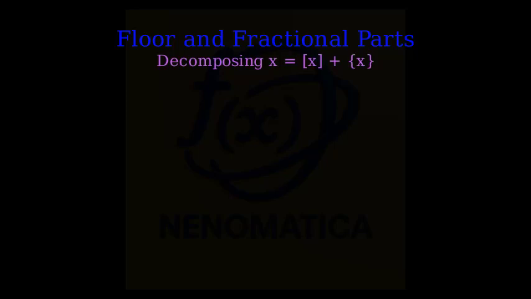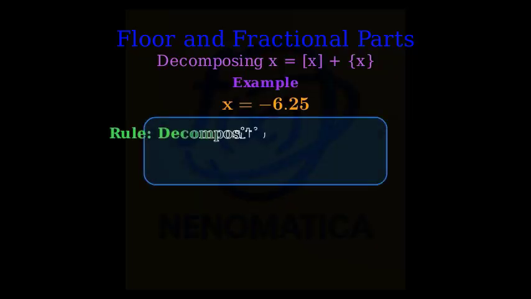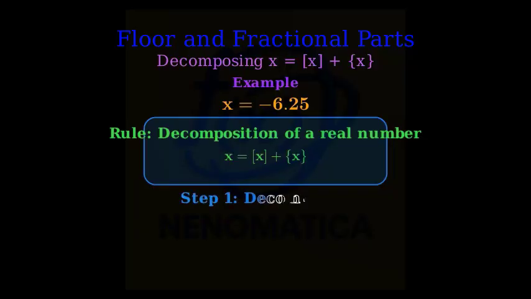Here is the example. Under it, we will place the number to decompose. X equals negative 6.25, shown in bright orange. Step 1. Use the decomposition rule. Any real number x can be written as x equals floor of x plus fractional part of x. For negative 6.25, the greatest integer less than or equal to it is negative 7, so we can write x equals negative 7 plus 0.75.